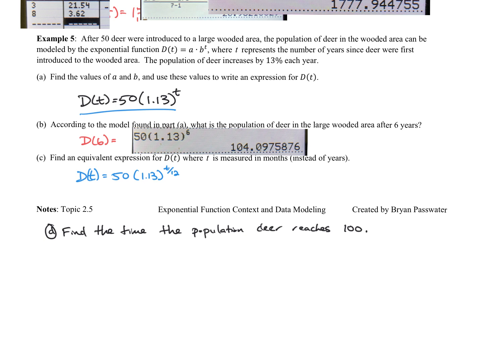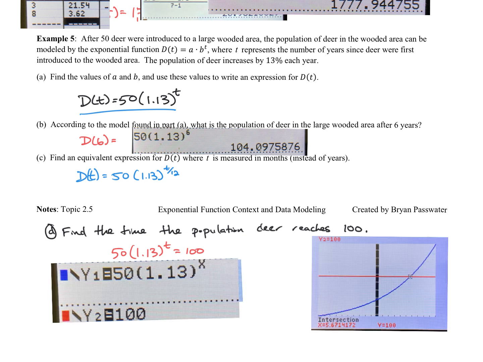And so what we're going to do is set 50 times 1.13 to the power of t equal to 100. Now, as this chapter moves on, we're going to find other algebraic methods to solve for t, but I want to use your graphing calculator right here. So let's go back to y equals. Now I find the intersection of my graphs after I use zoom fit, and I end up getting time is equal to 5.6714 years. That is when my deer population will reach 100.